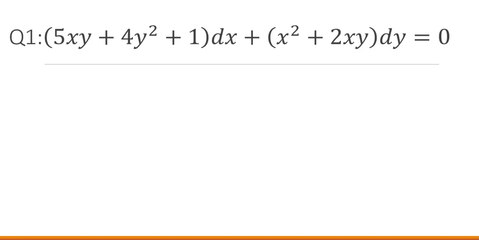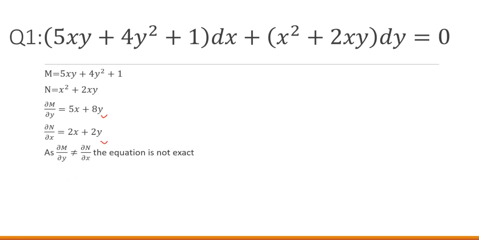So moving on to the first question, which we have got is (5xy + 4y² + 1) dx + (x² + 2xy) dy. We just follow similar steps as we used to do for checking exactness, that is to calculate M, N, and then to calculate del M by del y and del N by del x. Now it is clearly visible from these two that they are not at all equal, so this means that the equation is not exact.